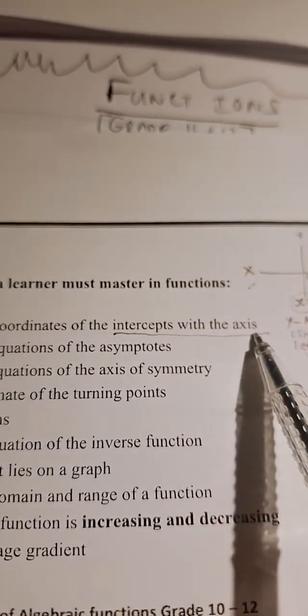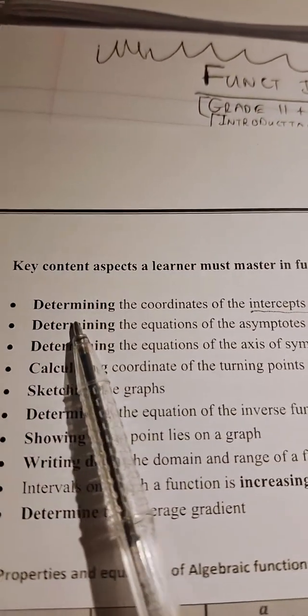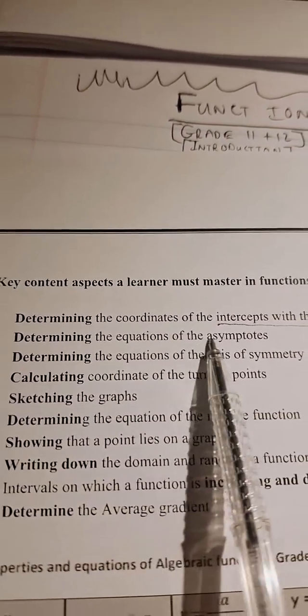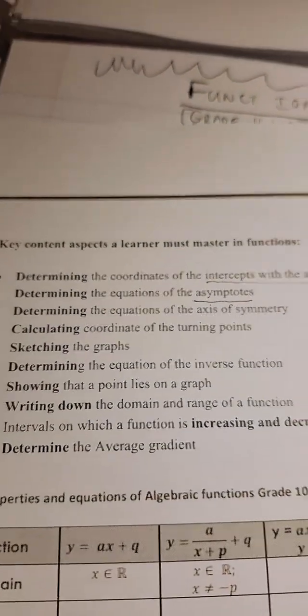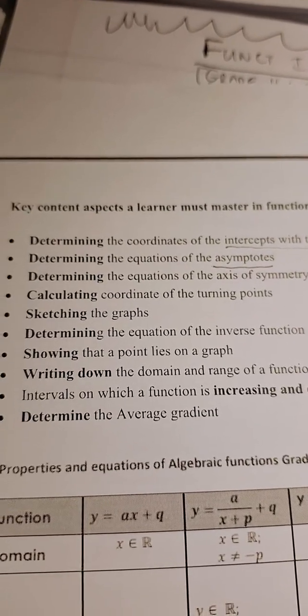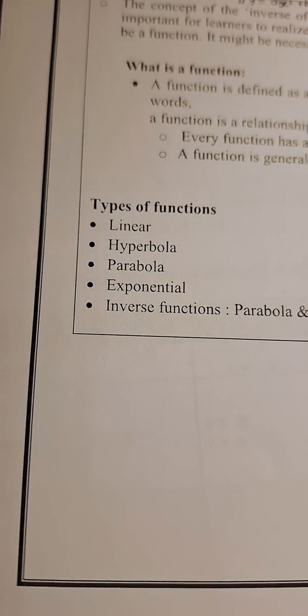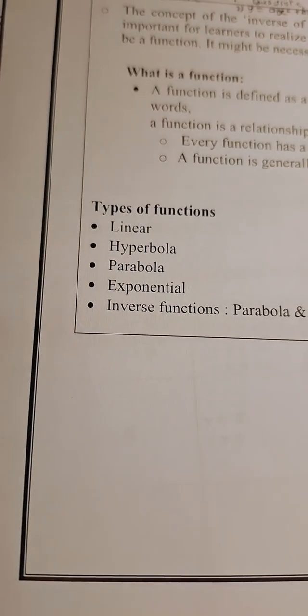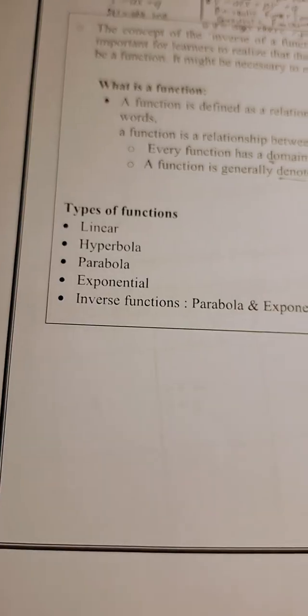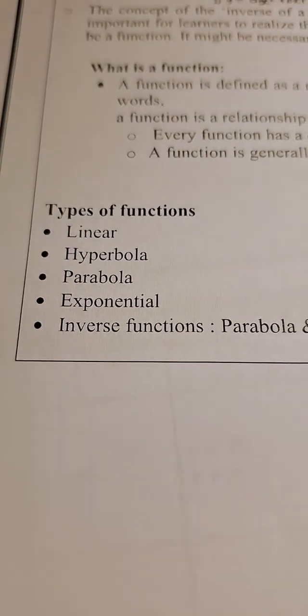This goes back to this. You need to know how to determine the coordinates of the intercepts with the axis. 2, you need to be able to determine the equations of the asymptotes. I want to ask you this question. What two functions have asymptotes out of the 4 functions that you have? Remember, we said these are the 4 different types of functions. We have linear, hyperbola, parabola, exponential. Which ones have asymptotes between these 4 functions?